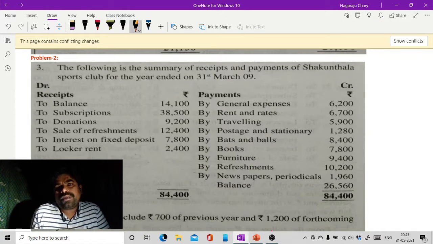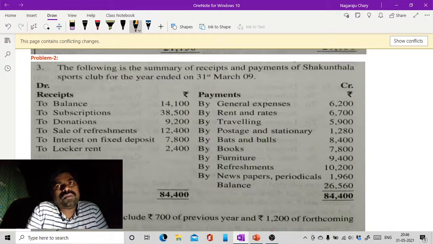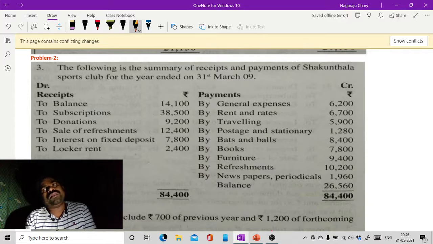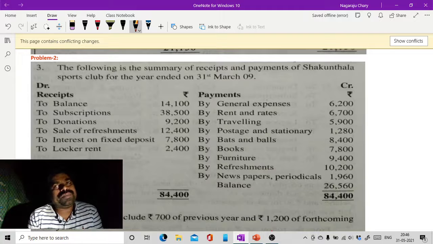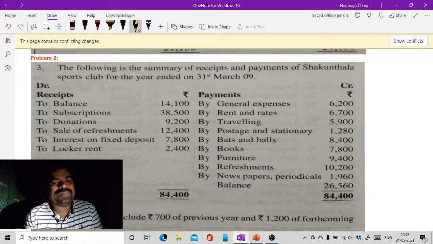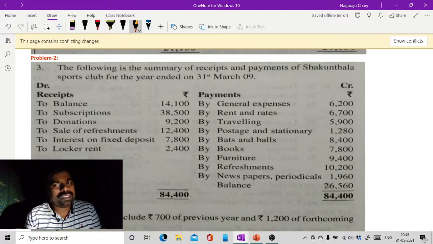Here all the revenue items are to be considered while preparing income and expenditure account. Only current year items are to be taken into consideration. Current year means present year. Preceding year or succeeding year items are not to be considered here. Revenue items only are taken into consideration. Capital items are not to be taken into consideration.